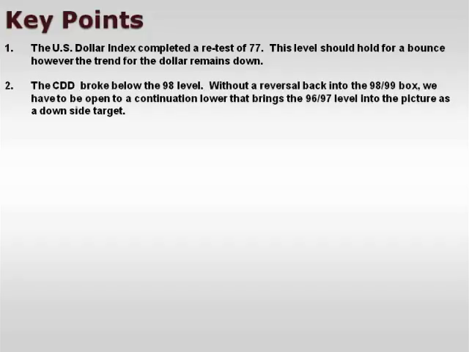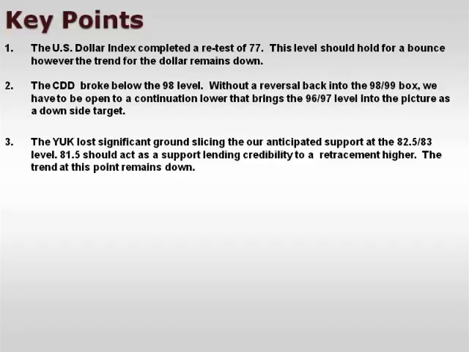The CDD broke below the 98 level. Without a reversal back into the 98-99 box, we have to be open to a continuation lower that brings the 96-97 level into the picture as a downside target. The YUK lost significant ground, slicing through our anticipated support at the 82.5, 83 level. The 81.5 should act as a support, lending credibility to a retracement higher. However, the trend at this point remains to the downside.